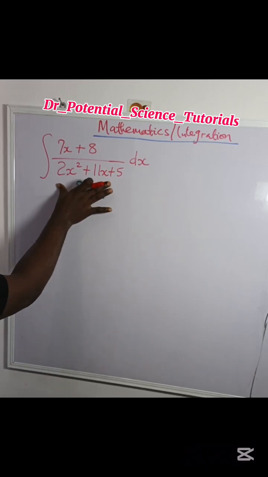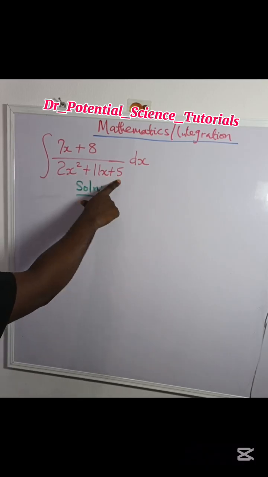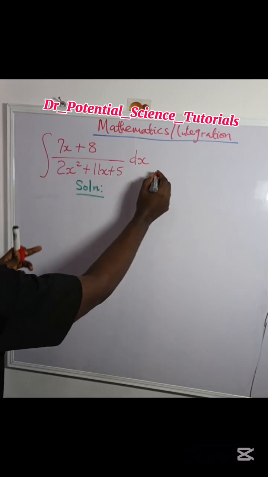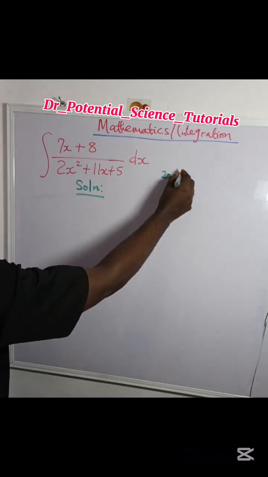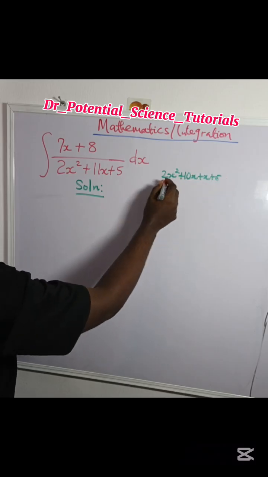To factorize this denominator, if you remember your factorization method, you multiply 2 by 5, that's 10. What are the factors of 10 that once you multiply, you have 10, and if you add, you have 11? That is 10 and 1. So this is the same thing as 2x squared + 10x + x + 5.